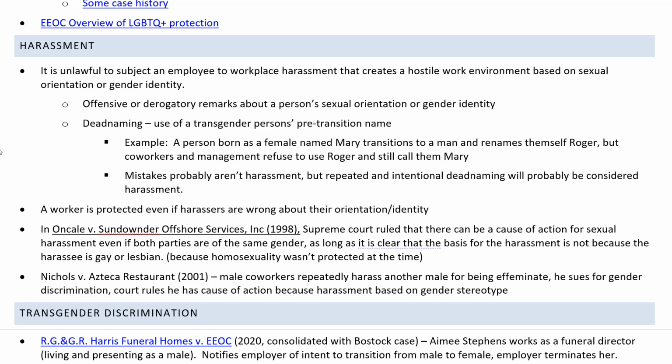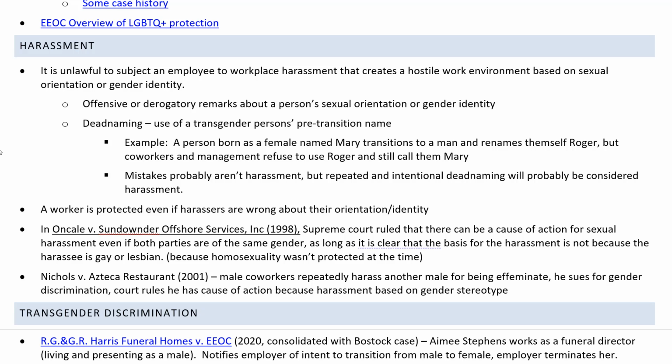A worker is protected even if the harassers are wrong about their orientation or identity. This holds true for all the protected classes. You could have somebody harassing a man because they think he's gay, and it turns out they were wrong, and they say, well, this couldn't be harassment because they were wrong. He was straight the whole time. But it really doesn't matter. If you're harassing somebody because of sexual orientation, even if you're wrong, liability can still attach. So it's the kind of thing we have to step in and correct.